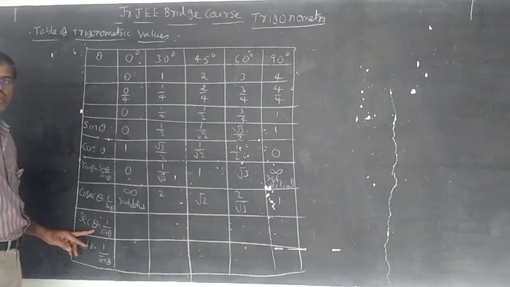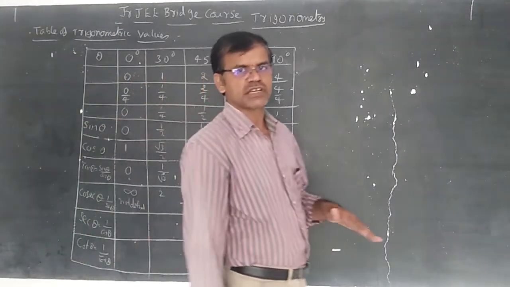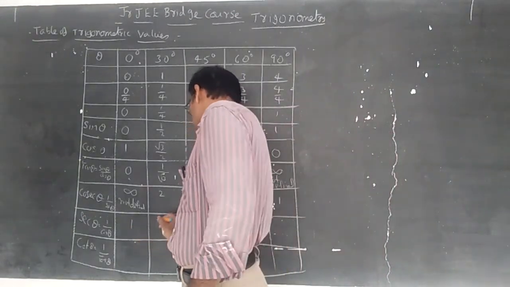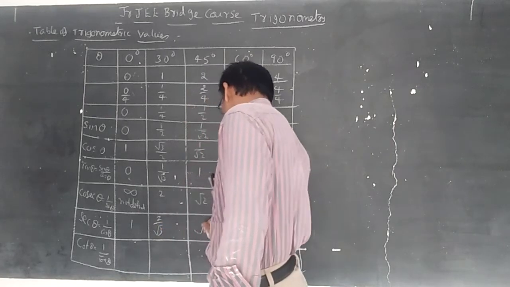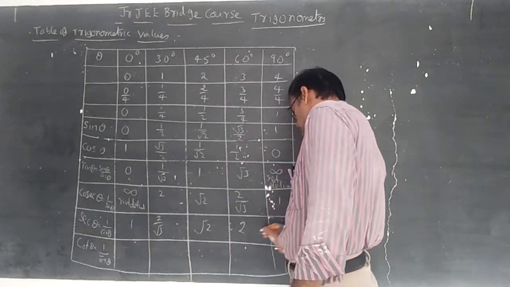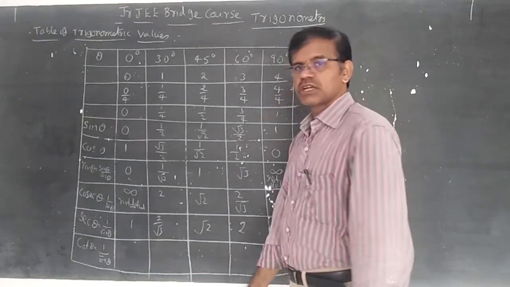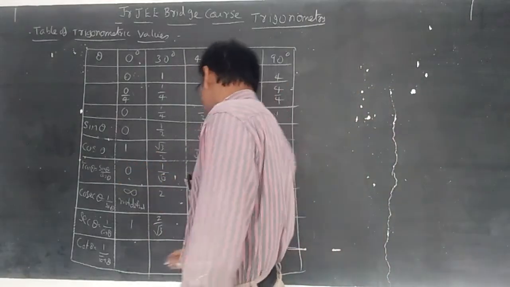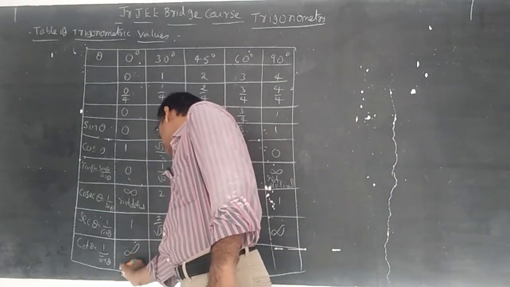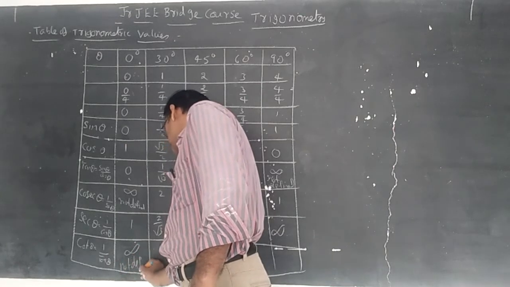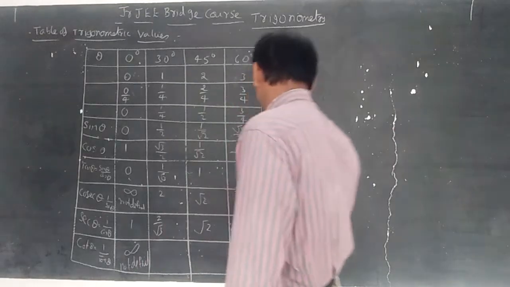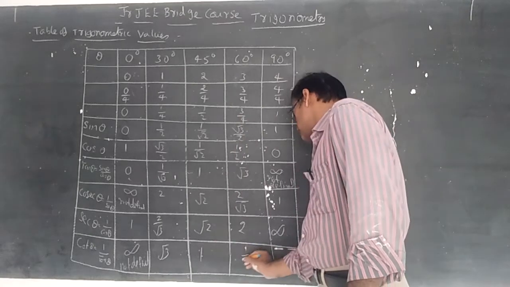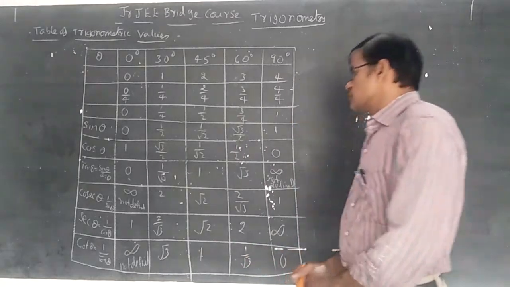You can understand secant theta is the co-function of cosecant theta, so simply you can apply the opposite concept. Here it is 1, here 2 by root 3, this is root 2, this is 2, and this is infinity. Next, cot theta is the co-function of tan theta, so reverse it. Here it becomes infinity, cot 0 is not defined. This is root 3, this is 1, this is 1 by root 3, last 0. So it depends upon this.